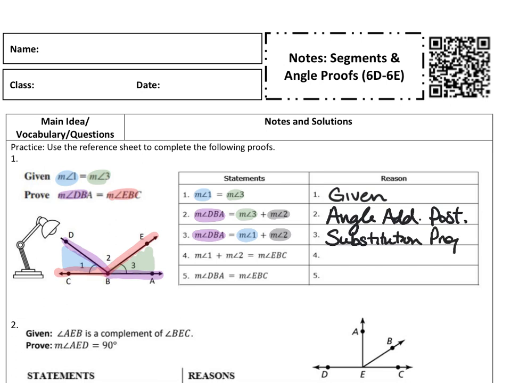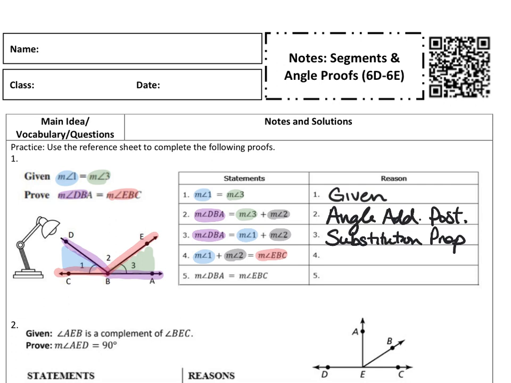Property? Substitution property means that I can take something out and put something else in if they are exactly equal to each other. Do we see that? Again, that was the one last time that most people asked me questions about. Okay, then we have the following statement. It says, measure of angle 1 plus the measure of angle 2 is equal to the measure of angle EBC.